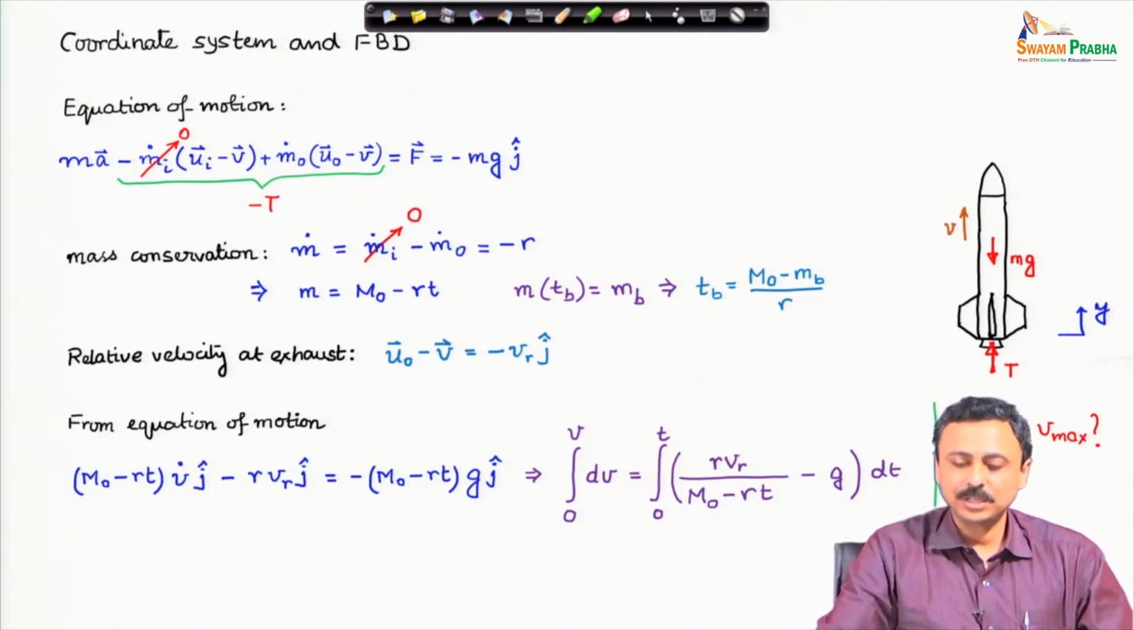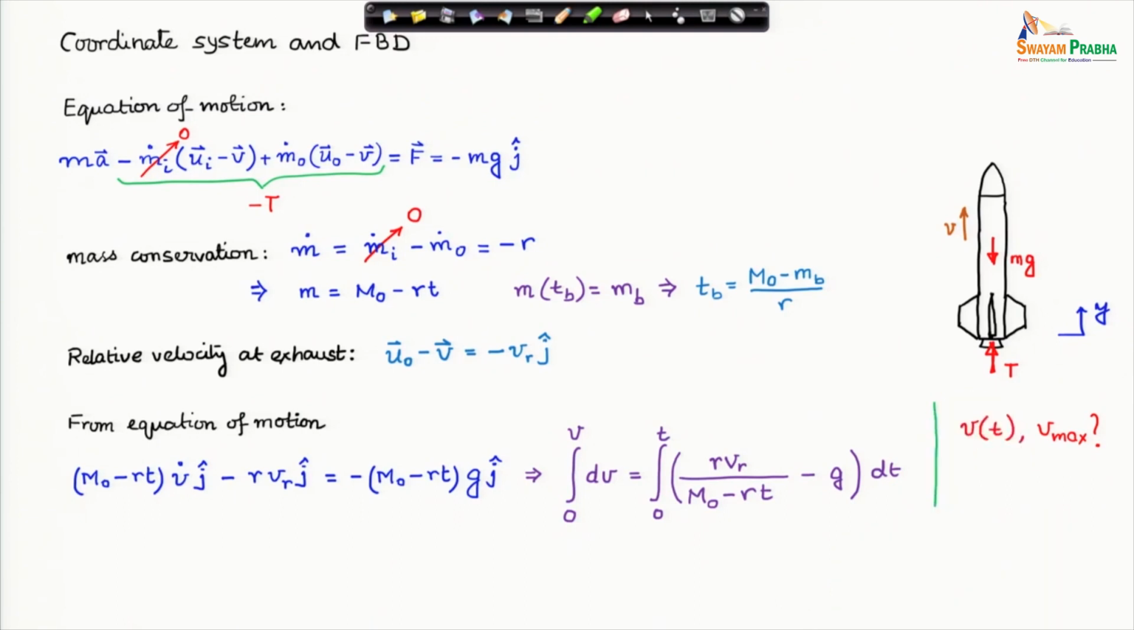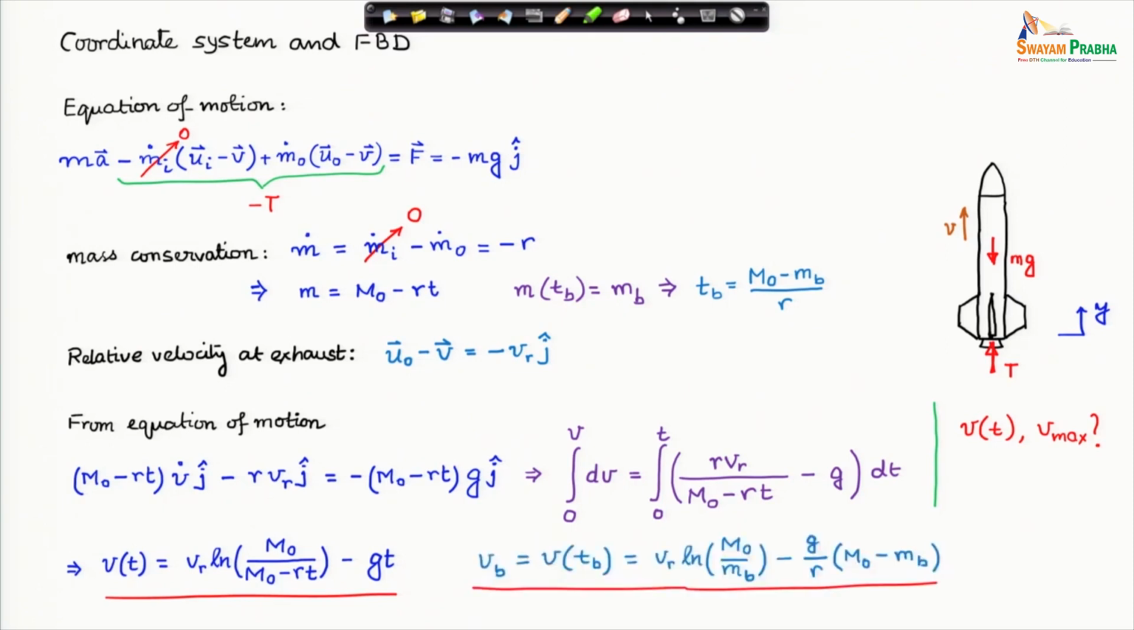Velocity starts with 0 and it attains a certain velocity at time t. t goes from 0 to some time t. I can integrate this. This integration is straightforward, and I have already used the condition that at t equal to 0 the velocity of the rocket is 0, which you can plug in and check. And then at burnout, what is the velocity? I will just put t as Tb, which I have derived here. This is the time to burnout, and then I can calculate the velocity of the rocket at burnout.